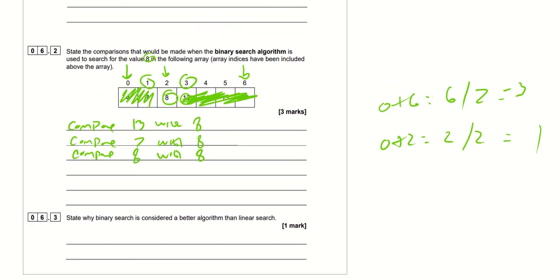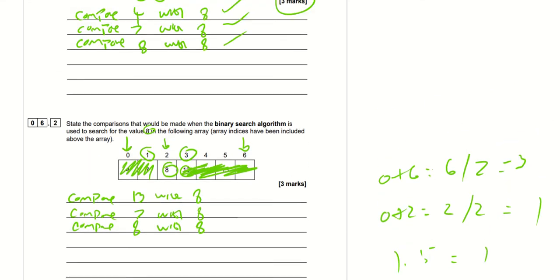Now, one thing to note is that if you're ever left with a point like 1.5, for example, after you do this plus this divided by 2, you always round down. So 1.5 becomes 1. 2.9 would always become 2. Okay, so you always round down when you're doing this. All right, always round down.